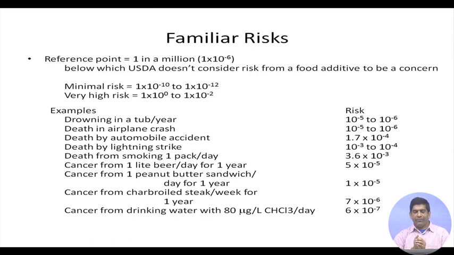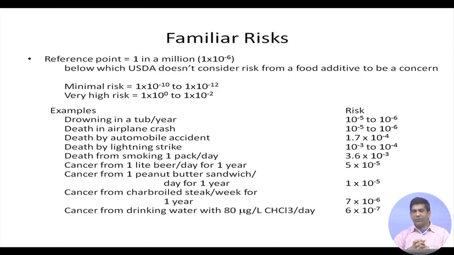A minimal risk is considered 10 to the power of minus 10 to 10 to the power of minus 12. Very high risk is 0.01 to 1, which is considered high risk. And there are risks associated with different aspects. Like if you take a shower in a tub, drowning in a tub per year is around 10 to the power of minus 5 to 10 to the power of minus 6, similar to death in an airplane crash. So we do hear from time to time that an airplane has crashed, but the risk is pretty low based on the airplane technology as of today.